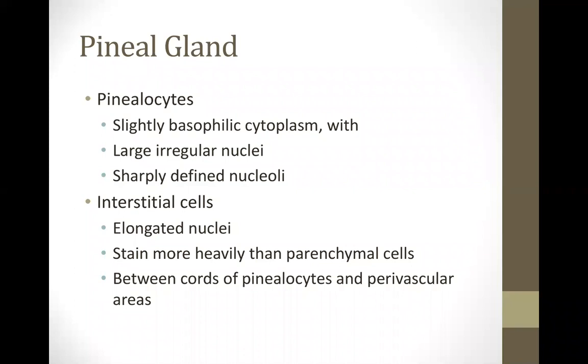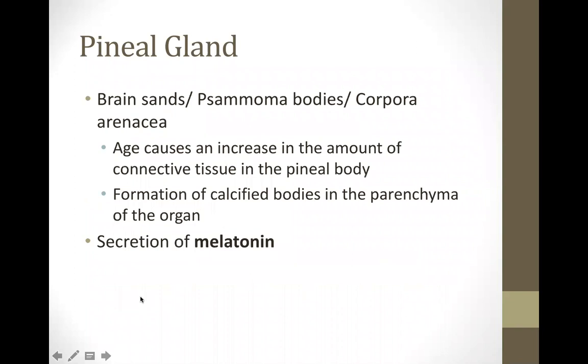You have the pineal gland. The characteristic cells or the parenchyma are the pinealocytes described with basophilic cytoplasm with large irregular nuclei. Interstitial cells are also found at the pineal gland, but they stain more heavily than the parenchymal cells. They are found between the cords of pinealocytes and perivascular areas. Okay. This is the characteristic feature of your pineal gland. All right. These are your brain sands, or also known as your corpora arenacea. Okay. Their function is to secrete melatonin.